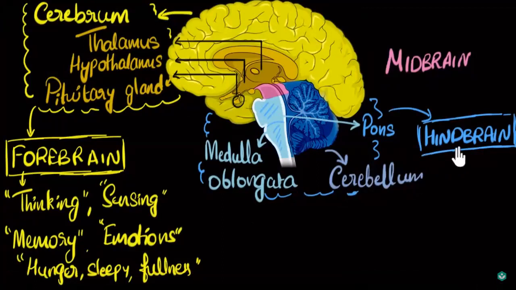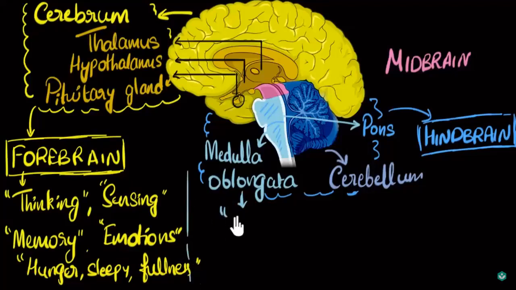So again, what are the functions of the hindbrain? We already saw it's involuntary, but let's look at the individual one. Let's look at medulla oblongata and the cerebellum. These two are important for us. So what does the medulla oblongata do? Well, again, it controls most of the life-giving involuntary processes.